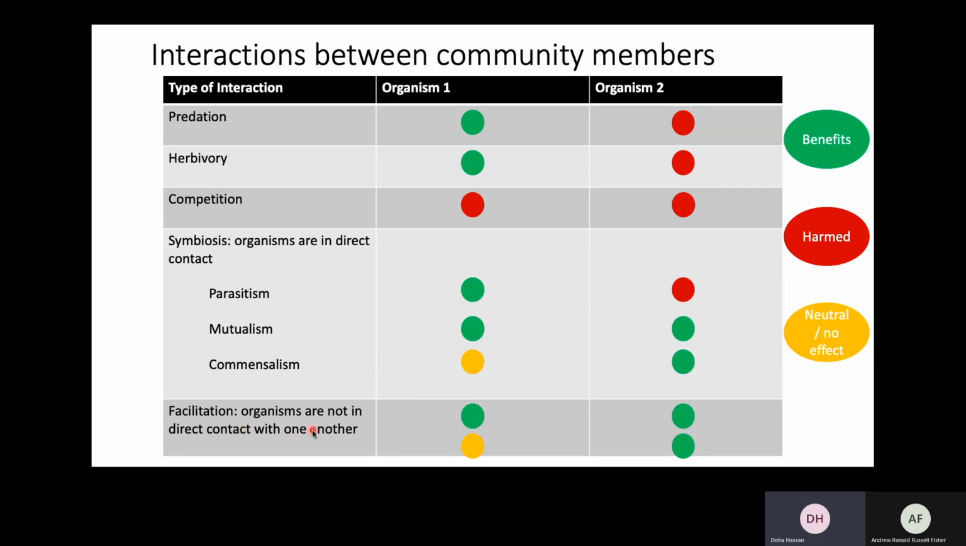So this is again where the organisms are not in direct contact with one another. So in this case, you can have two different scenarios. Either both parties will benefit or one of them will benefit and the other one is not harmed. But you don't have like one benefits and one is harmed, if that makes any sense.